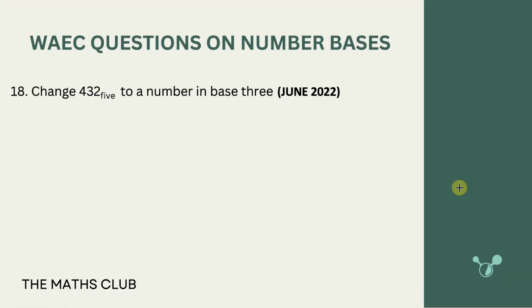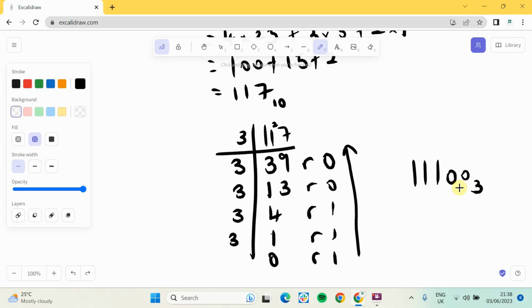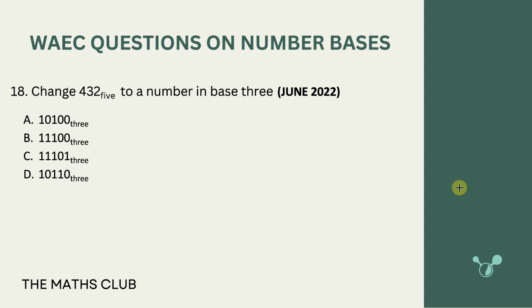Right, so let's look at the options. So 1, 1, 1, 0, 0 in base 3. Right, so that means our answer is option B. Right, our answer is B.